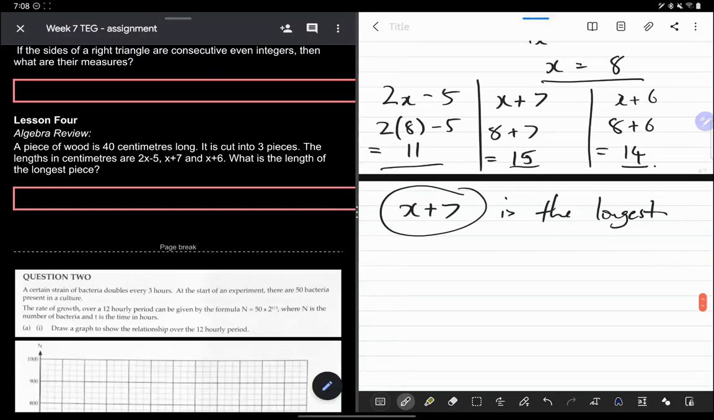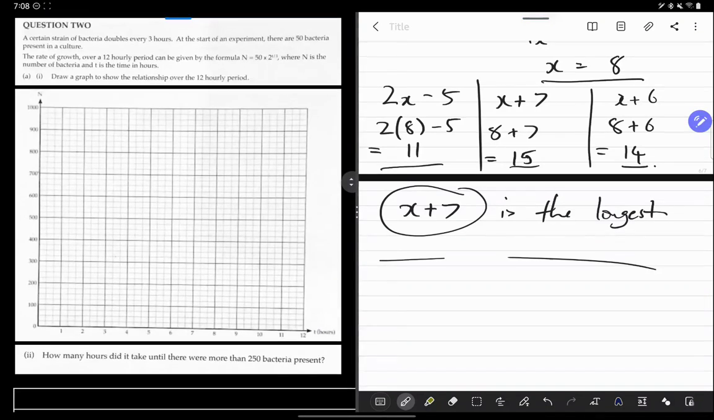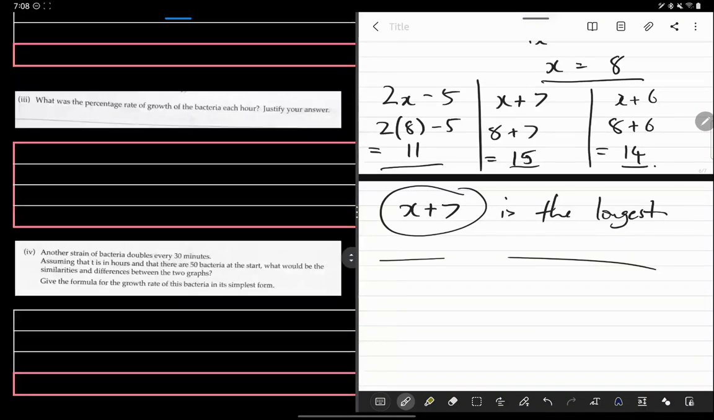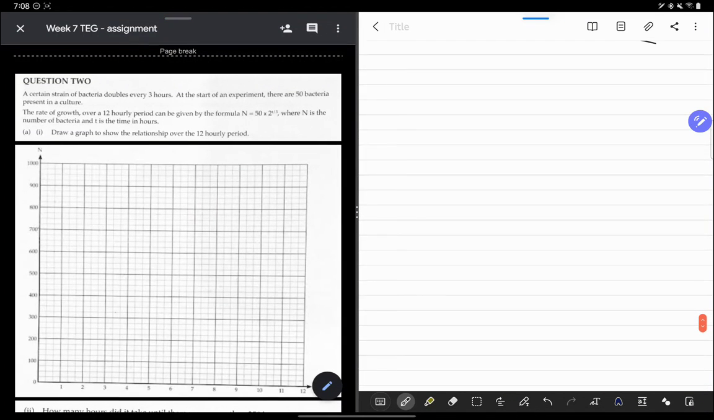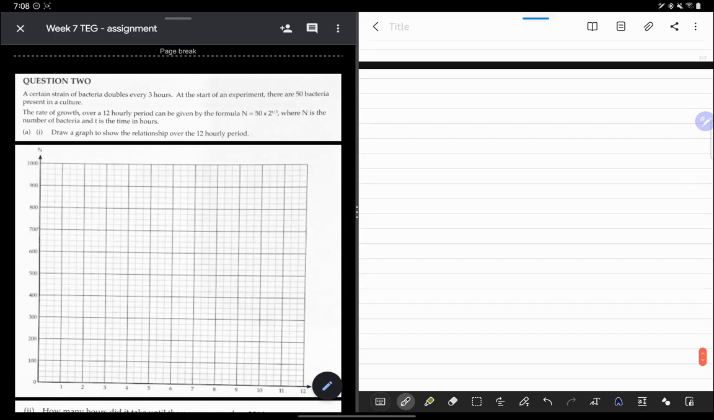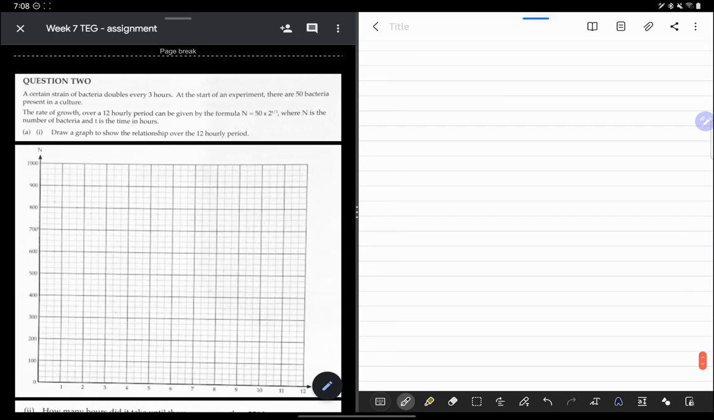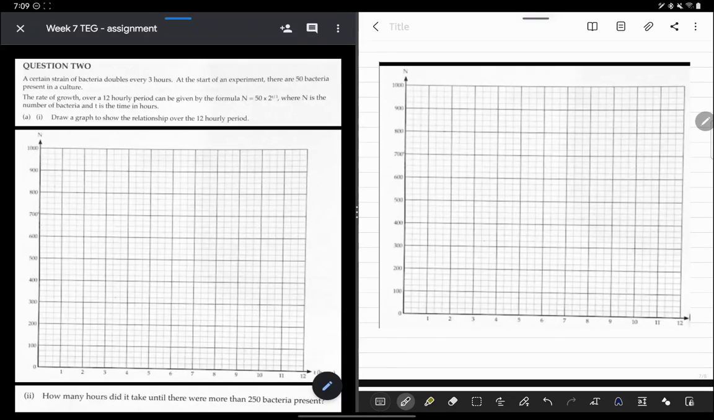And that wraps up our 4 algebra questions. Okay. Let's do these questions. Now on to the tables, equations, and graphs. A certain strain of bacteria doubles every 3 hours. At the start of an experiment, there are 50 bacteria. The rate of growth over a 12-hour period can be given by the formula, where n is the number of bacteria and t is the time in hours. Okay, cool. Draw the graph.